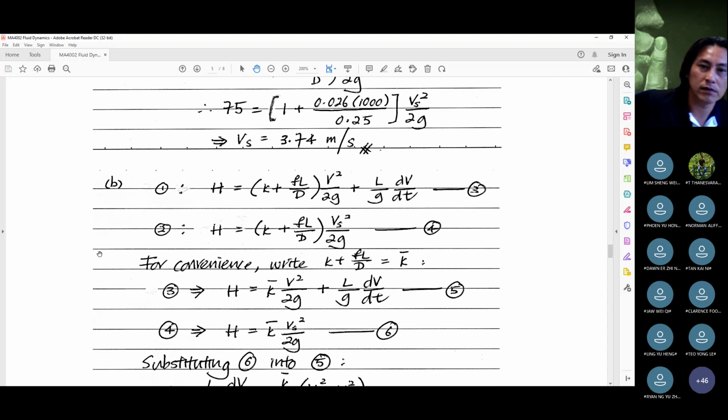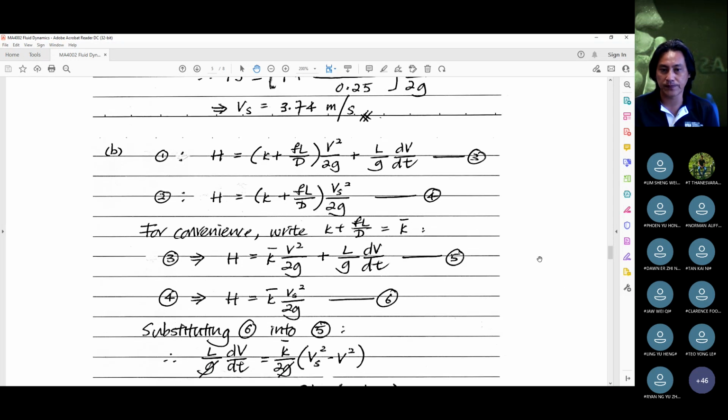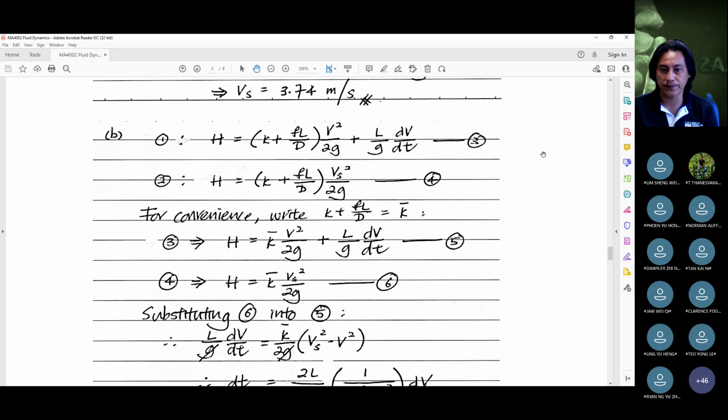In part B, we're not asked to find the steady state velocity, we're asked to find the time that we need to take when the velocity actually reaches 1/3 that of the steady state velocity. If that's the case, we have to consider the unsteady state energy balance equation. So this term cannot be declared to be 0.